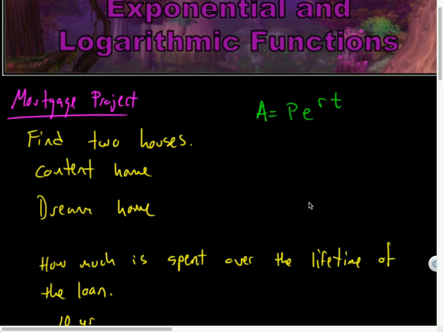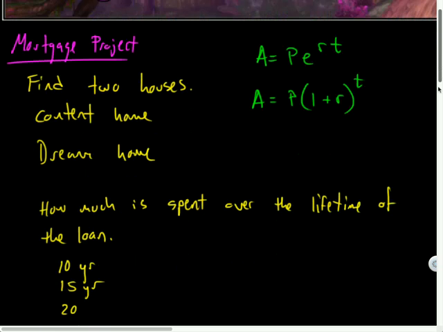Right? That's what we're working with if we're compounding continuously. What's the other interest formula if it's not compounded continuously? Does anyone remember? 1 plus r to the t. And then there's a third type.